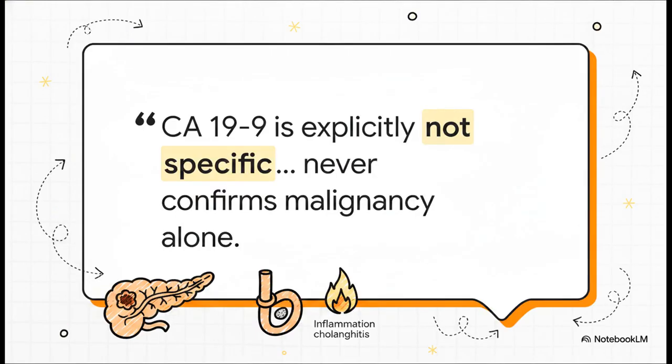Now, here's a really vital current caveat for clinical practice in 2025. When malignancy is suspected, a lot of people immediately reach for the tumor marker CA19-9, but current oncology guidelines emphasize that CA19-9 is explicitly not specific. Simple biliary obstruction, cholangitis, or even just benign inflammation can cause this marker to shoot up. So, while an elevated level definitely supports your concern, you can never, ever rely on it to confirm malignancy all by itself.